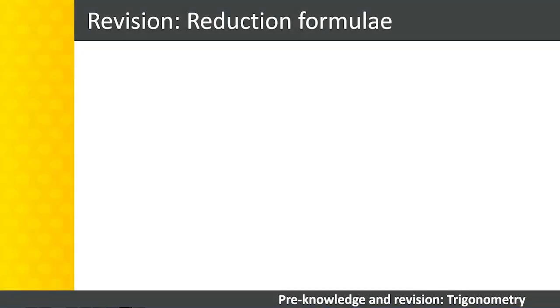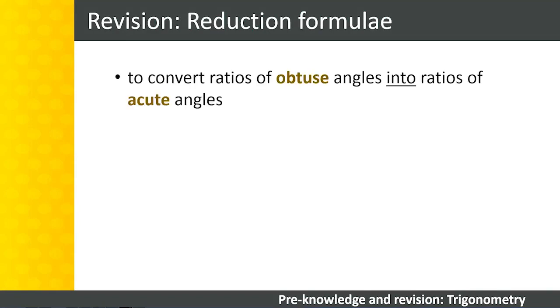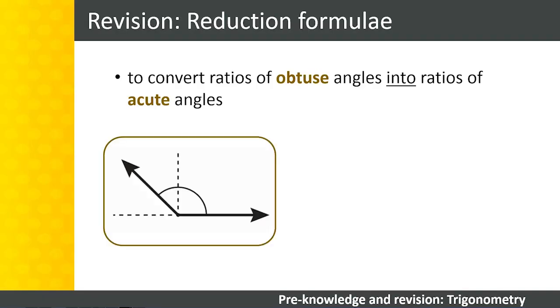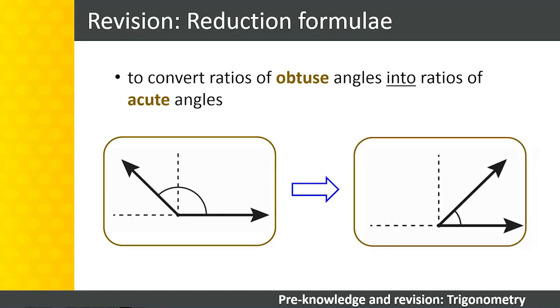The reduction formulae are also very important to understand from level 3. Reduction formulae allow us to convert trig ratios of angles greater than 90 degrees, that is, obtuse angles, into ratios of acute angles which are much easier to work with.